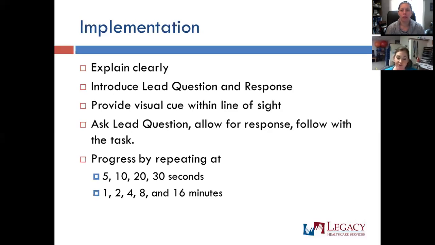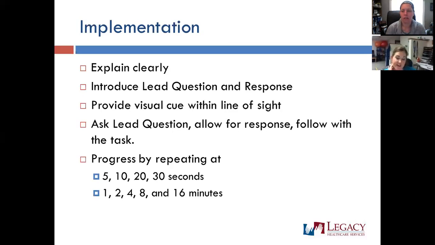And then that allows for their motor learning as well. And it's very essential to pair that motor learning with the verbal and the visual, and that's how they can transfer it so much better to their long-term memory. After that, then you progress by these intervals of 5 seconds, 10 seconds, 20 seconds, 30 seconds, and then 1 minute, 2 minutes, 4 minutes, 8 minutes, and 16 minutes.